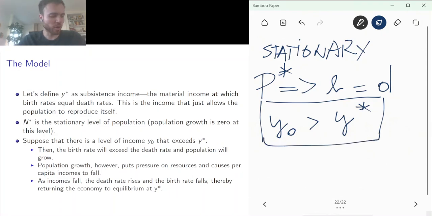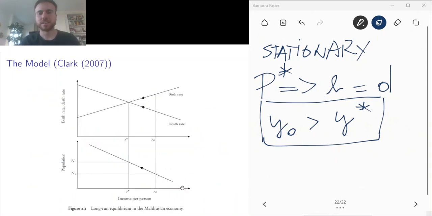Then, as we saw earlier, the birth rate will exceed the death rate and population will grow. Population growth puts pressure on resources and then income per capita will fall. So there won't be enough food to sustain everyone. And then income will also fall and the death rate will rise and birth rate falls. And we're going to go back to the equilibrium population, so the stationary population.